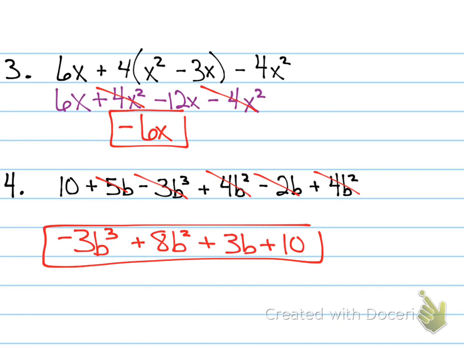All right. We can combine our 4b squareds, both of them, to get 8b squared. And then plus 3b because 5b minus 2b, and then plus 10. Yes, it absolutely matters what order it's in. It has to be in descending order by exponent. Okay, any other questions? Very good question.